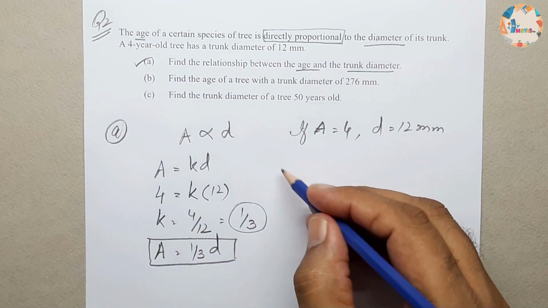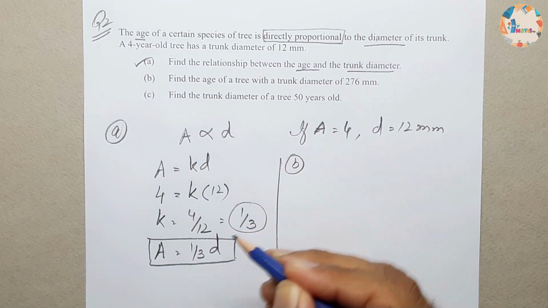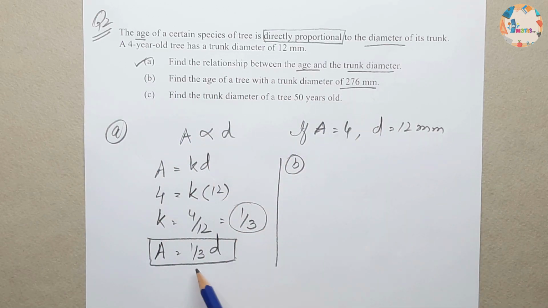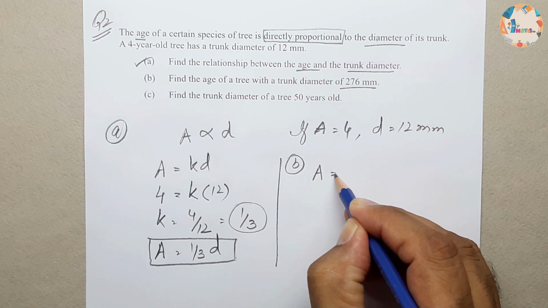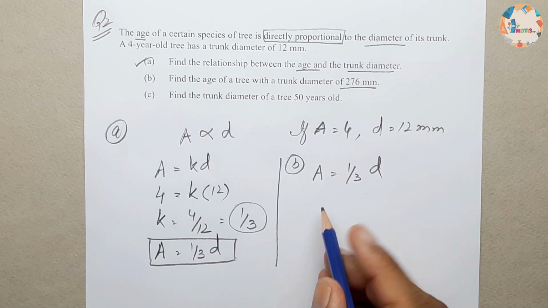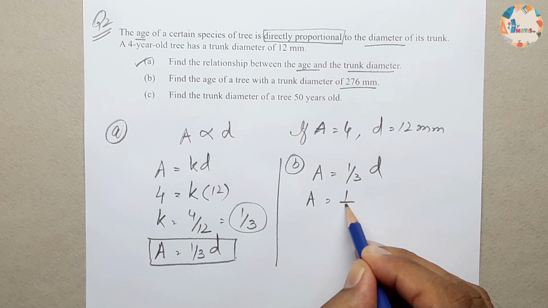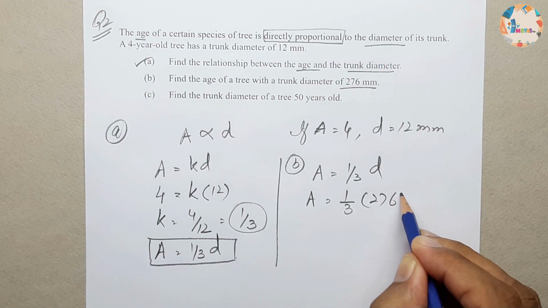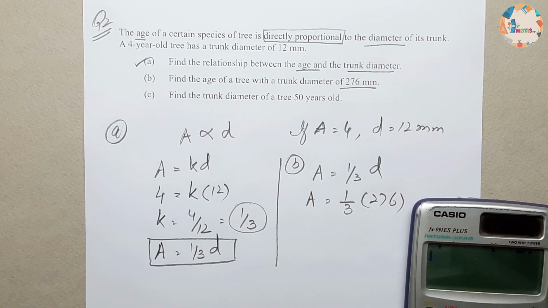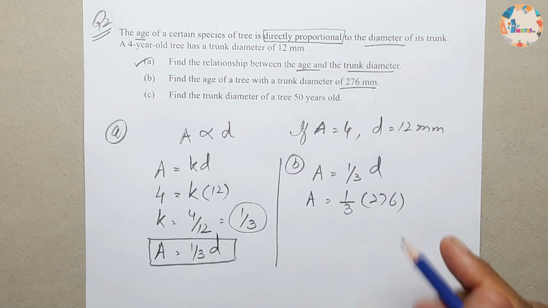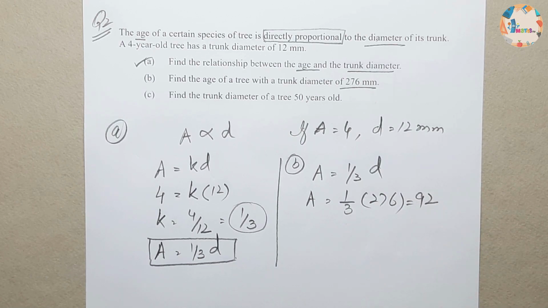Now the B part we can write here. Find the age of a tree with a trunk diameter. Now the diameter is given, we'll replace it in this equation, which is A is equal to 1 by 3 into D. So age we have to find, and diameter is given as 276. So we'll replace this one. So 276 divided by 3 will be equal to 92. So this will be 92. This will be for part B.